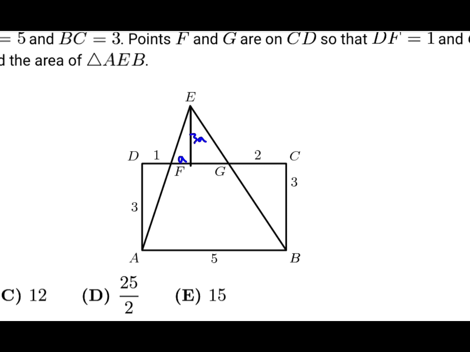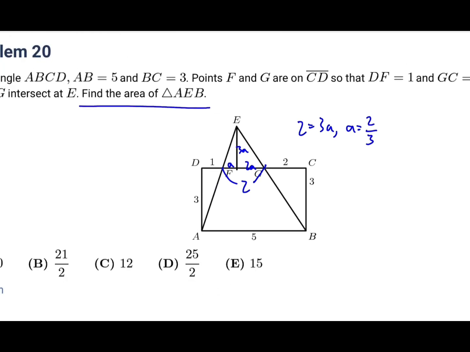And that's because this and this triangle, they are similar. And then if this is 2B, this would be 3B, right? So this would actually be 2A, since this triangle and this triangle are also similar. But then we know that this length is 2, right? Since it's 5 minus 1 minus 2. So we can see that 2 equals 3A, so A equals 2 over 3. And so find the area of AEB.